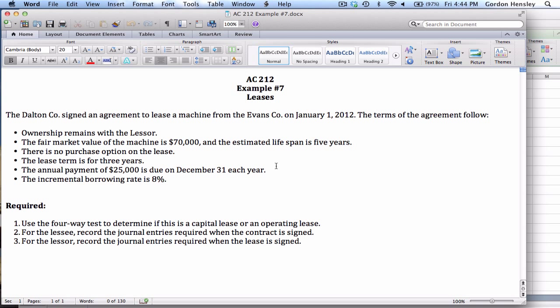Under the requirements, number 1, we are to apply the four-way test to determine if this is a capital lease or an operating lease. Then on part 2, for the lessee, we will record the journal entry when the contract is signed. And then number 3, for the lessor, we will also record the journal entry on their side of the transaction when the lease is signed. So based upon this, we will see, is this going to be a capital lease? Is this going to be an operating lease? To do that, we're going to apply the four-way test.